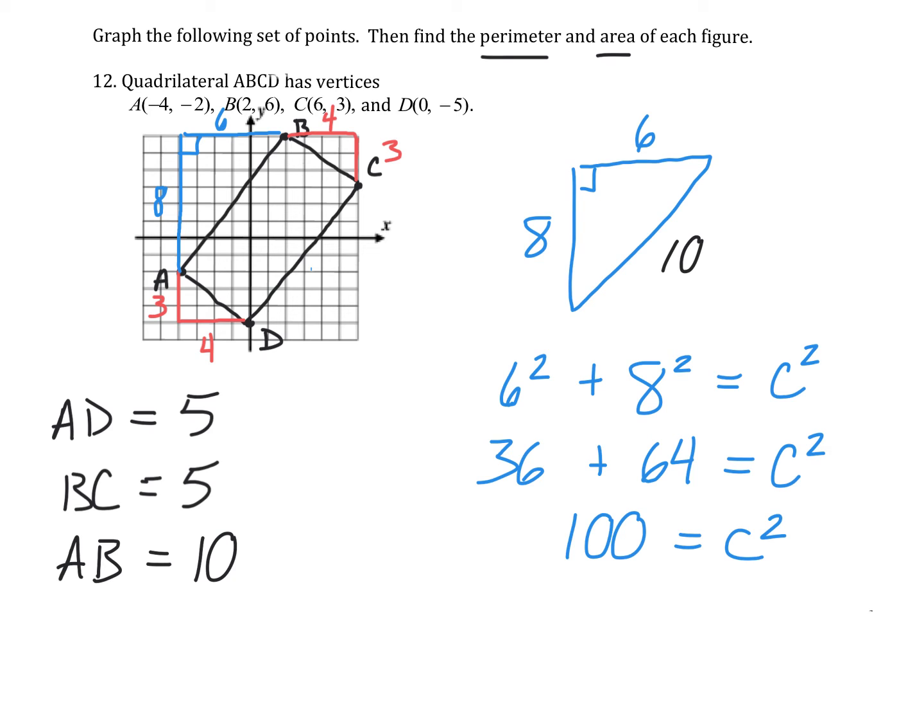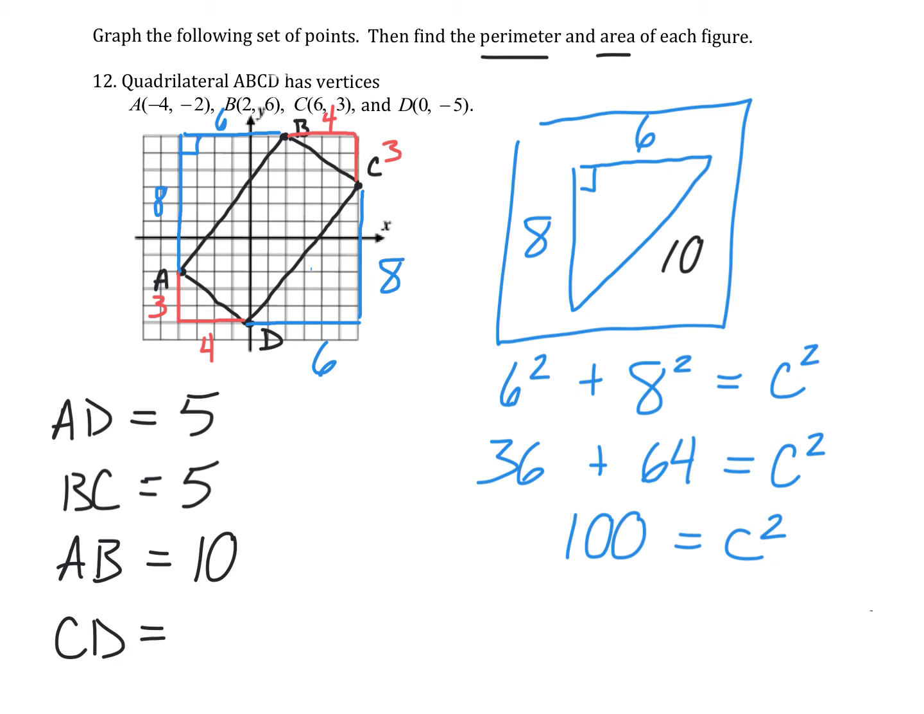Now, when I go to sketch out my other right triangle for DC, I'm going to find that the two side lengths are once again 8 and 6. So I'm going to end up with the same exact right triangle that I had for my other problem. So now I know the length of CD is also going to equal 10. So in this case, my opposite sides are congruent. So at the very least, I'm looking at a parallelogram.